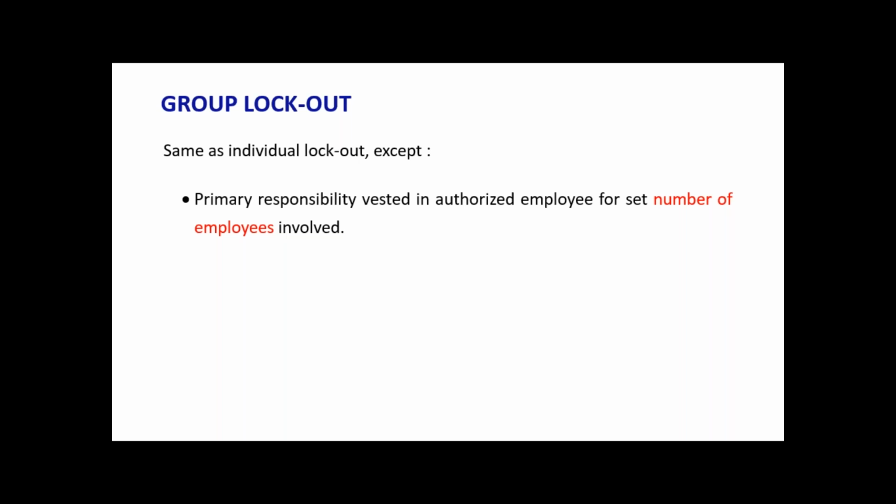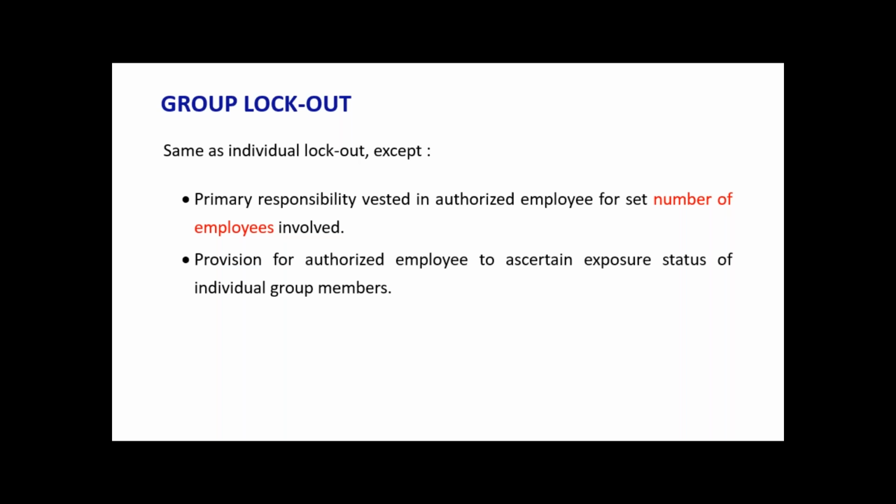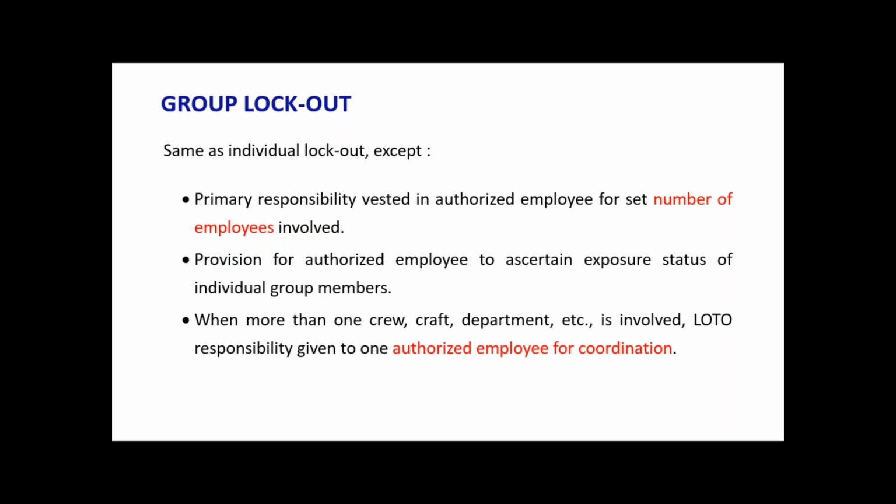Then the next terminology is group lockout. The name itself clearly suggests that more than one person is involved in this lockout tagout system. That is called group lockout. It is the same as the individual lockout system, except primary responsibility is vested in an authorized employee for a set number of employees involved. There are provisions for the authorized employee to ascertain the exposure status of individual group members. When more than one crew, craft, department, etc. is involved, then LOTO responsibility is given to one authorized employee for the coordination.